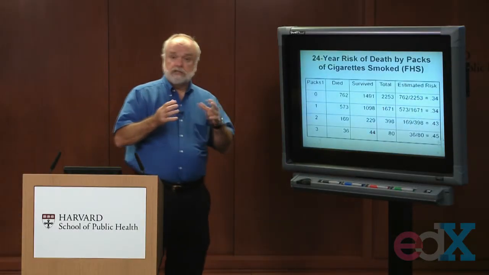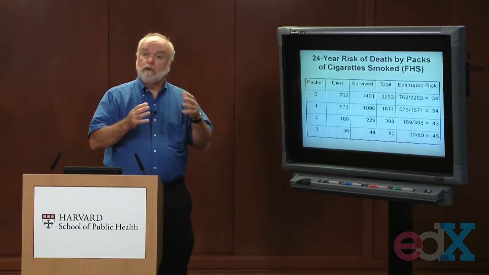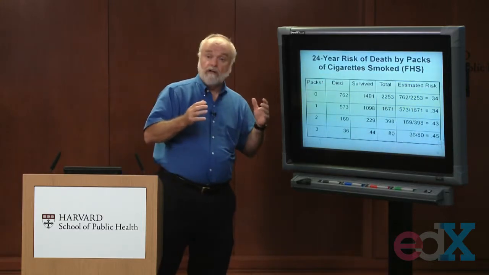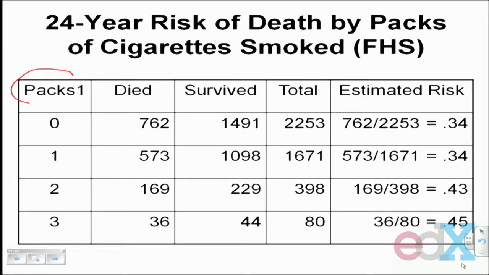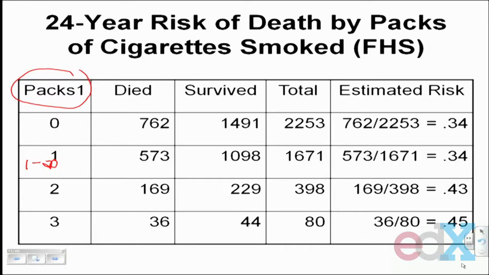So what this table shows is a relationship between smoking, represented by 4 categories, referring to packs of cigarettes that a smoker smoked, and their risk of dying in the 24 years of follow-up. What we have here is a variable called PAX1, which is 0 for all the non-smokers. It's equal to 1 for anybody who smoked between 1 and up to and including 20 cigarettes a day. That's how many cigarettes are in a pack of cigarettes. A 2-pack smoker is smoking between 21 and 40 cigarettes a day, and a 3-pack smoker is smoking more than 40 cigarettes a day. Okay.